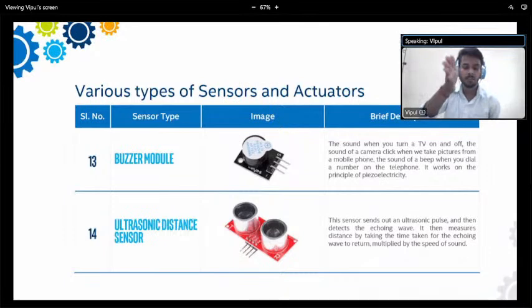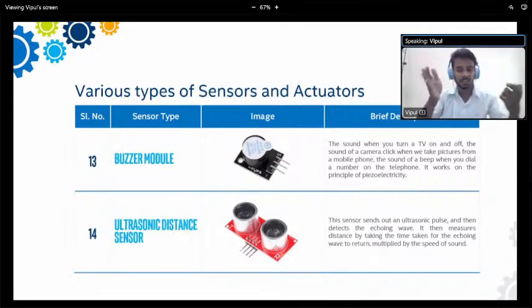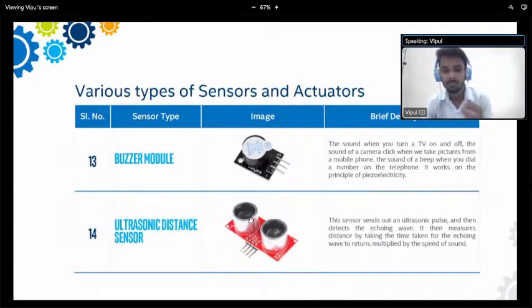When I keep my hand in front of the ultrasonic sensor, the ultrasonic waves will come, hit my hand, and get reflected back. And this sensor is measuring the time it takes for that signal to get back. And we know the formula of speed. Speed is nothing but distance divided by time, right? So we know the time, and we know the speed of sound waves, right? By doing this calculation, we can get the distance values. So wherever the distance is needed, we can use it in such applications.